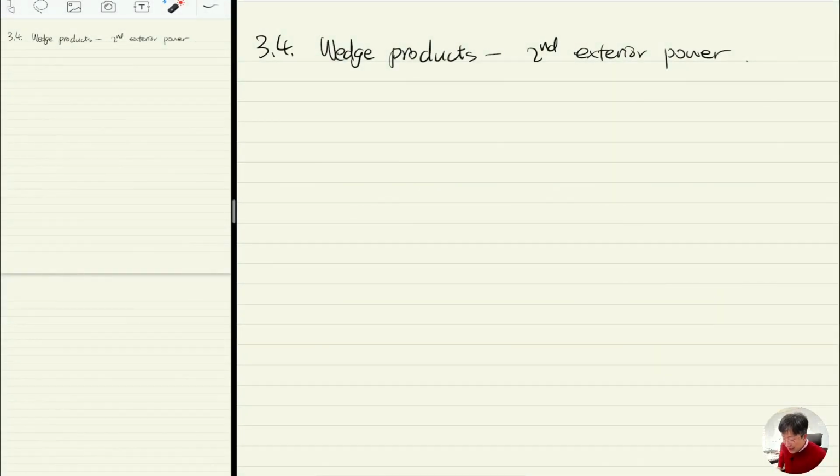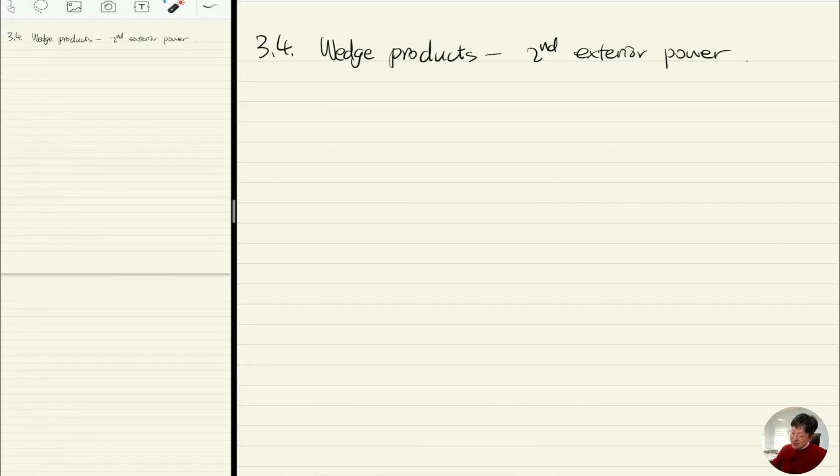All right, our next topic is a slight detour. We're going to use these kinds of tools to prove the Bollobás two families theorem. The tool that we're going to need is the wedge product of vectors. So we will start with the easier one, the second exterior power.